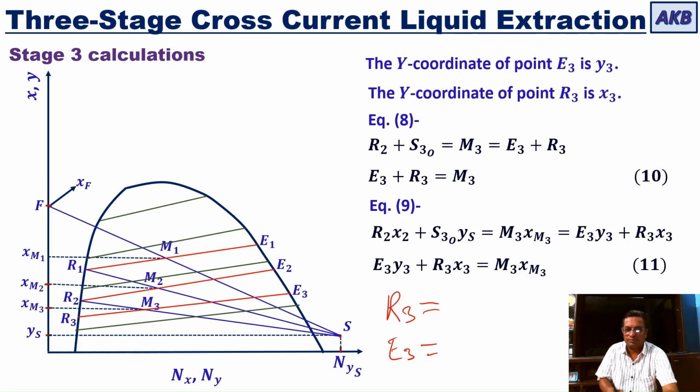Since there are only three stages, we have done calculations for each stage. For each stage, we have found out the quantity of raffinate and extract phases that come out of those stages. So in this way, you have to do calculations for multi-stage cross-current liquid extraction. We have understood those calculations with the help of a 3-stage cross-current liquid extraction operation. I hope you have understood the concept. I hope you have understood how to follow the material balances on the ternary equilibrium diagram.